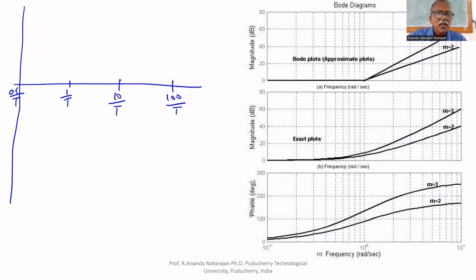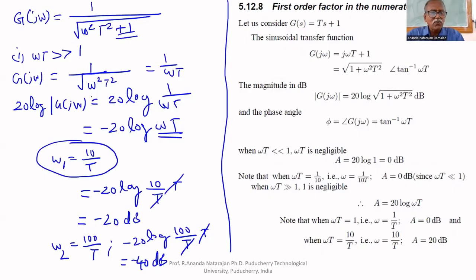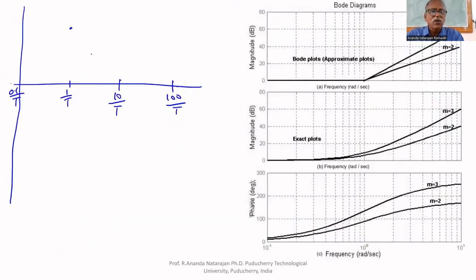Here, at 1 by tau, after 1 by tau, at 10 by tau, its value is minus 20 dB. At 100 by tau, it is minus 40 dB. Therefore, it decreases at the rate of minus 20 dB per decade. It decreases at the rate of minus 20 dB per decade.